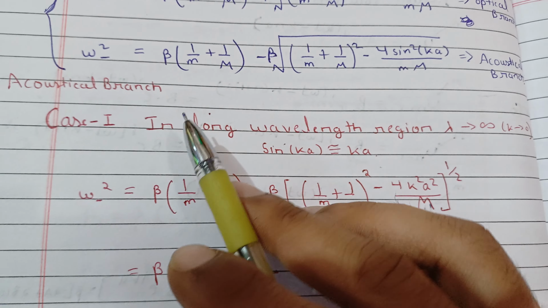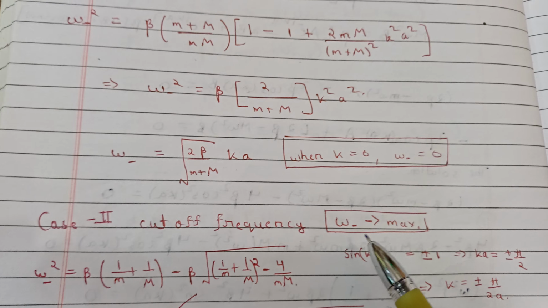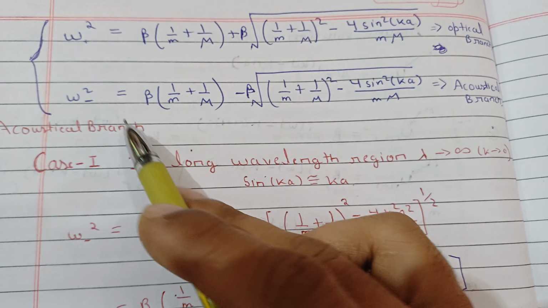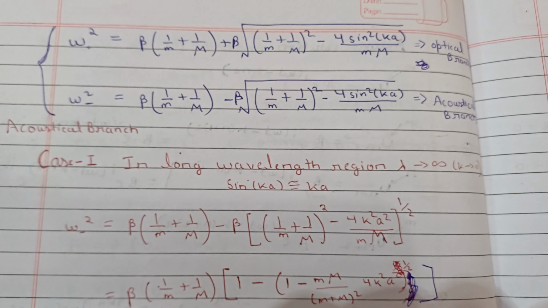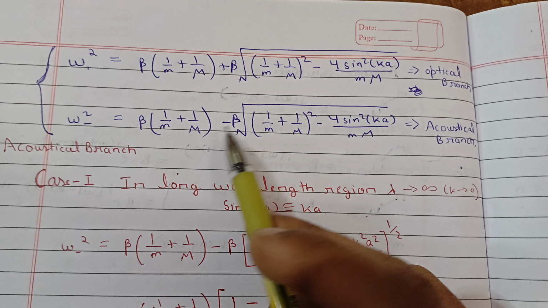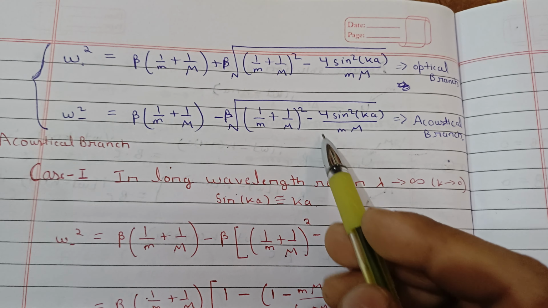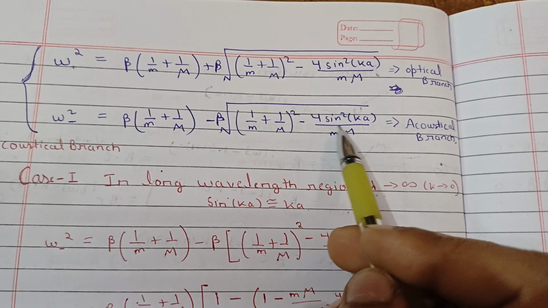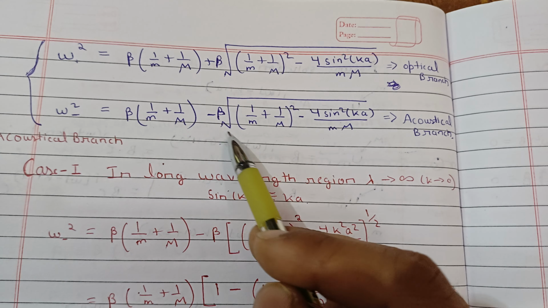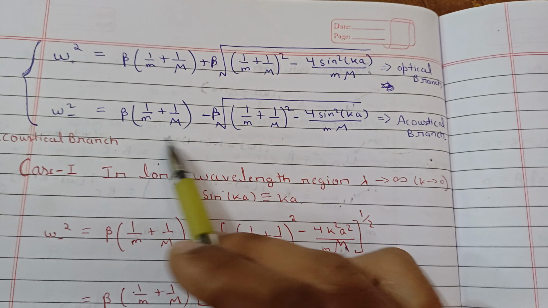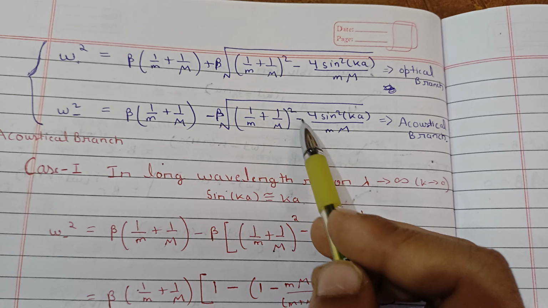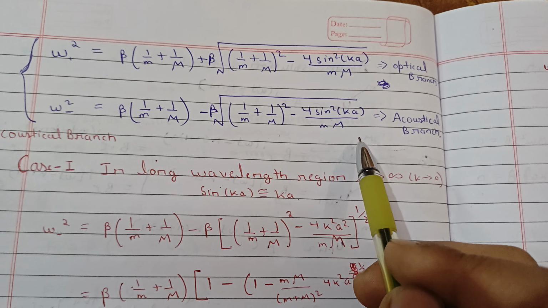So cutoff frequency means the maximum frequency, so we need to maximize this equation. How can we maximize this equation? Just see from here, if this term is minimum, then this difference will be maximum, and then this whole term is maximum, then we will get the minimum value of the whole term. So we need to maximize this to minimize this whole equation.